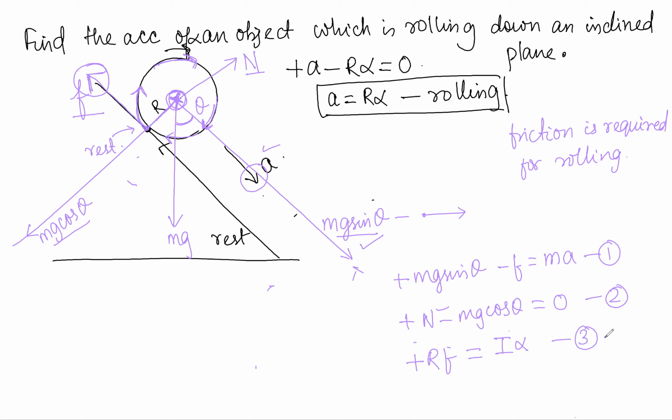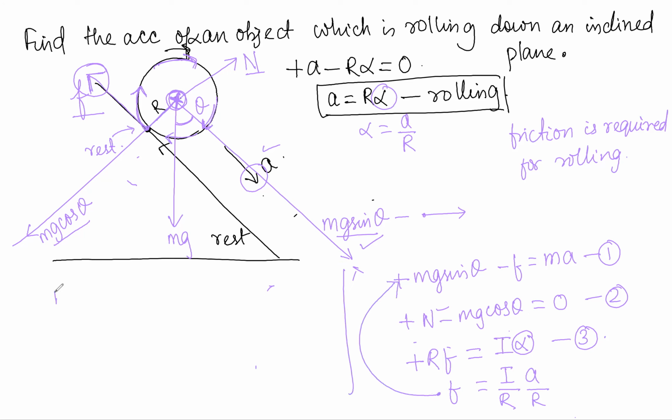Now we need to find out A. So one thing we can do is we can find out the value of F. So F is equal to I alpha divided by R. We can also substitute alpha. So alpha is equal to how much? Alpha is equal to A divided by R. So I into A divided by R. And then we can put this value of F in the first equation.